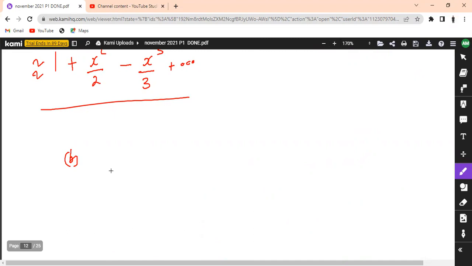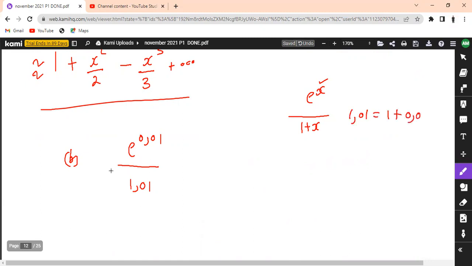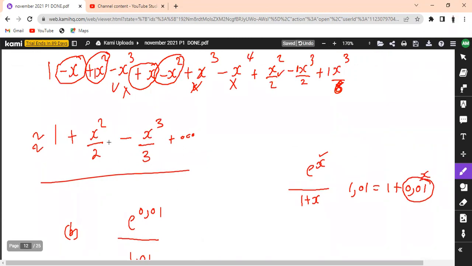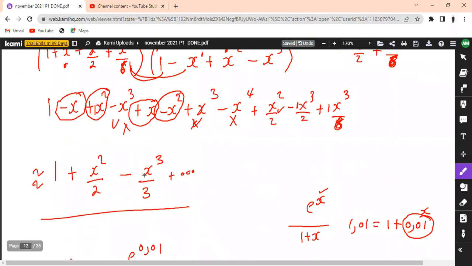We want to simplify e to the exponent of 0,01 over 1,01. If you cross-check previously, we had something like e to the exponent of x over 1 plus x. So this is x, which is 0,01. This is 1,01, and 1,01 is the same as 1 plus 0,01. So this is our x. In place of x, we are just going to substitute 0,01 here.